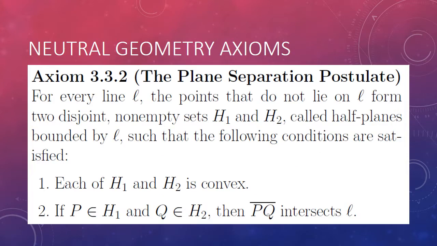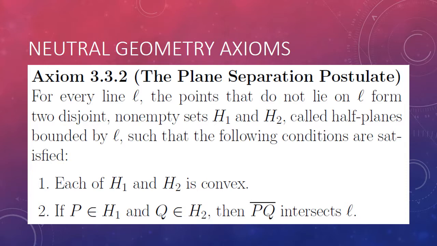Now we're ready to talk about the plane separation postulate. What it says is that every single line separates the plane into 2 non-empty sets, which we call half planes. Both of these sets don't intersect, and they have to satisfy the following 2 conditions. The first is that both of them are convex sets. So if I pick any 2 points in any one of the half planes, the line segment between those has to be completely contained. The second says what happens if I pick a point in one half plane and the second point in the other. In that case, the line segment between them has to go through the line L.